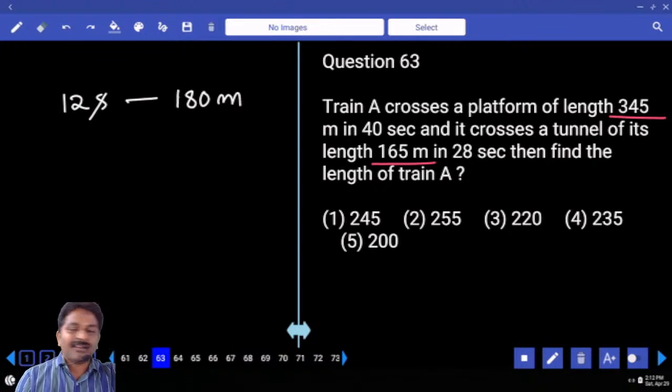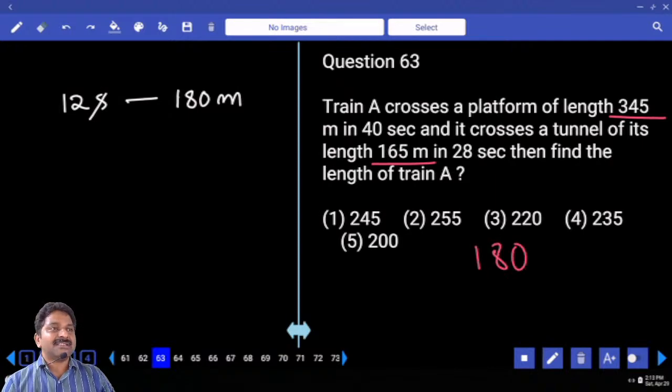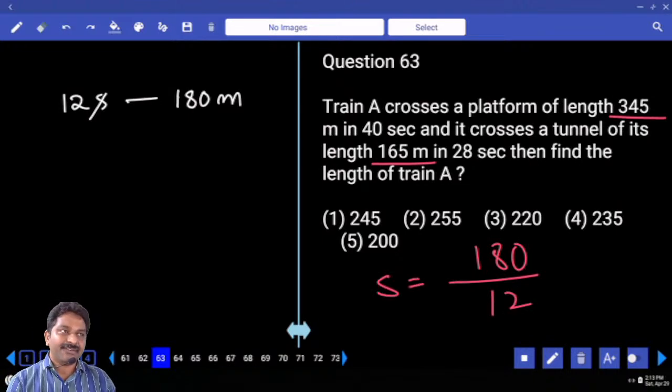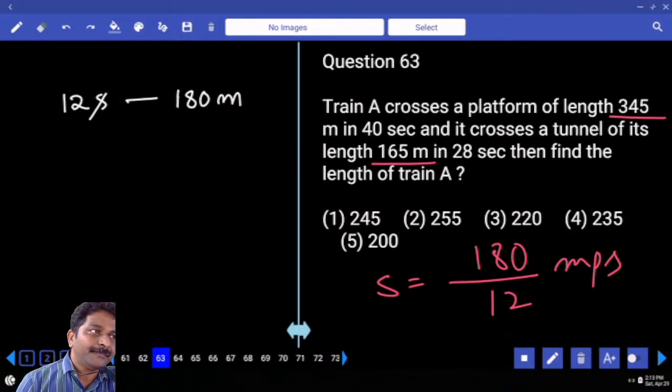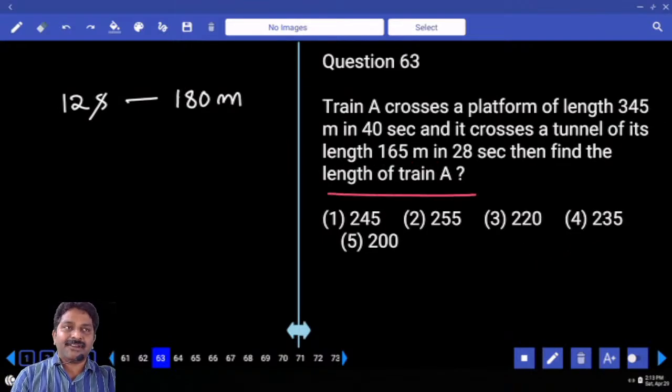Yes. If the question is about the speed of the train, the answer is extra distance covered over extra time taken. This itself is the speed of the train in meters per second. But the question is something else, correct? Now the question is about the length of the train. Now in the first case, how much time is it taking?